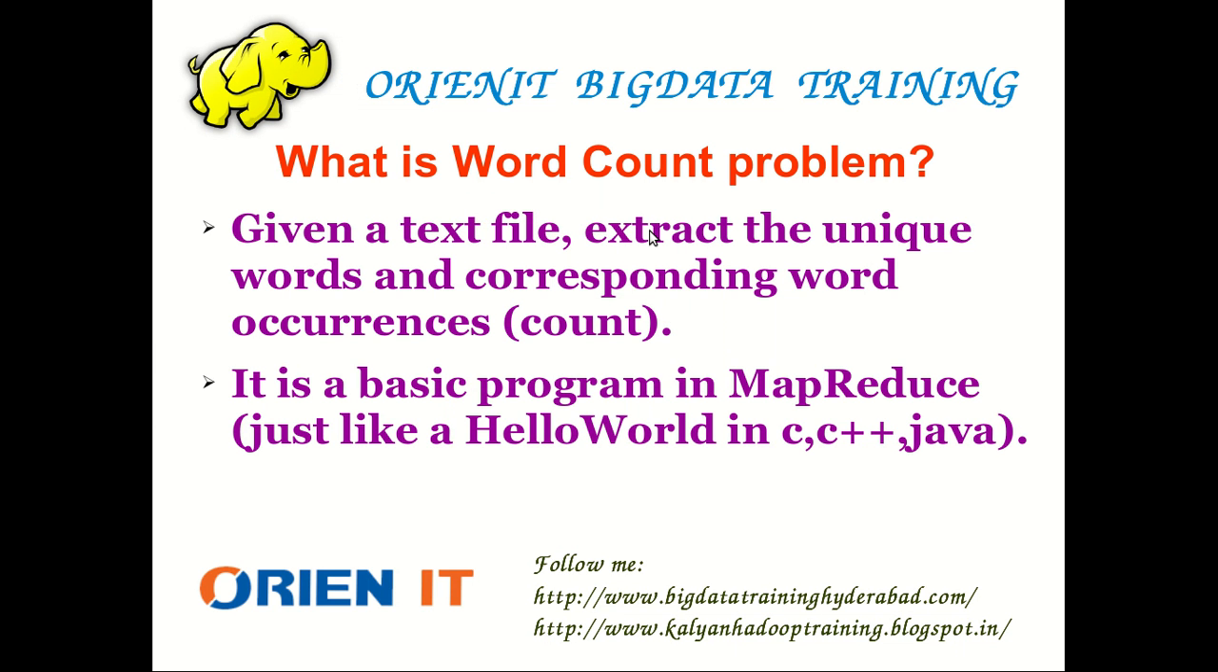The problem is, whenever someone gives you a text file, the text file will have some text content. Just extract from that content the unique words, and for each unique word, how many times it occurred in multiple places, that is the count. So we're extracting the unique words and the corresponding counts. This is what we call word count.